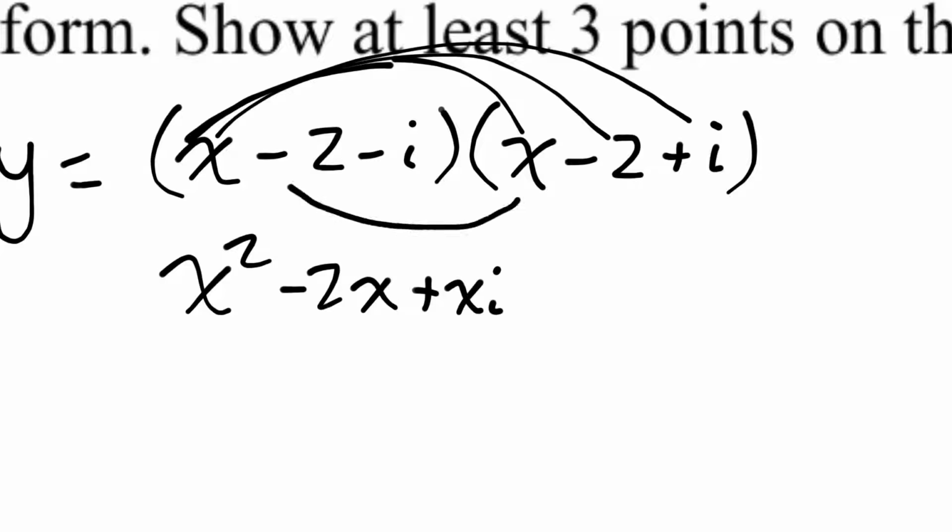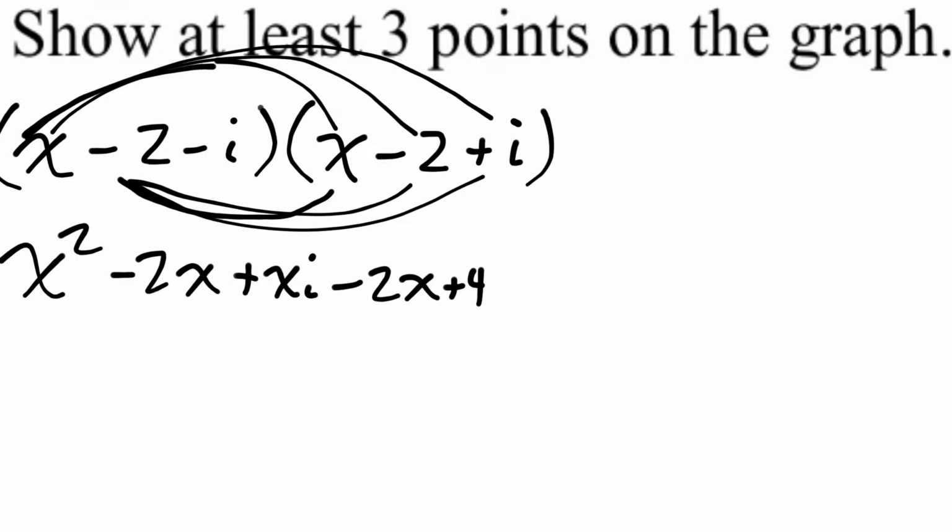Now distribute that negative 2 to everything. Negative 2 times x is a negative 2x. Negative 2 times negative 2 is a positive 4. Negative 2 times i is minus 2i. So we've now distributed the negative 2 to everything on the right.